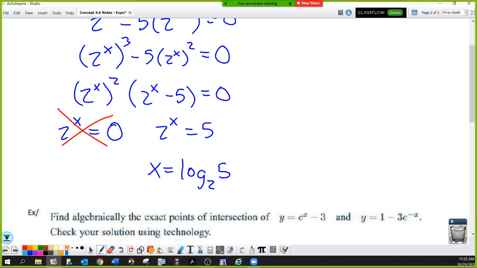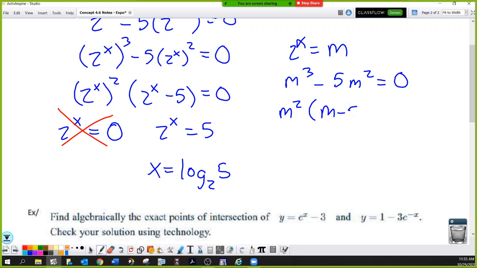If the factoring step was tough on your brain, you could always make a simple substitution at the beginning and say, how about I say 2 to the x equals m? So it would have said m cubed minus 5m squared. If that is easier for you to do, by all means, do that. Because then you go, oh yeah, I see m squared, and then m minus 5. So m has to equal 0, and m has to equal 5, and then you could resubstitute back in your 2 to the x equaling 0 and your 2 to the x equaling 5. If that's better for you, then please do that.